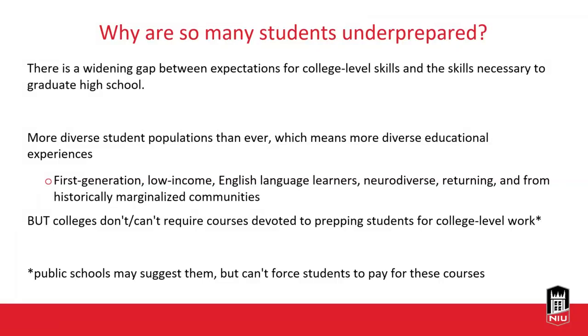And I will say, and some of us in this space already know, colleges don't and can't require courses devoted to prepping students for college level work. So the way that it works out with funding, we can suggest students take courses that help them prepare for classes, right? We can suggest that they take a math class that will help bridge them from what they were doing in high school to what they're expected to do in college level geometry.